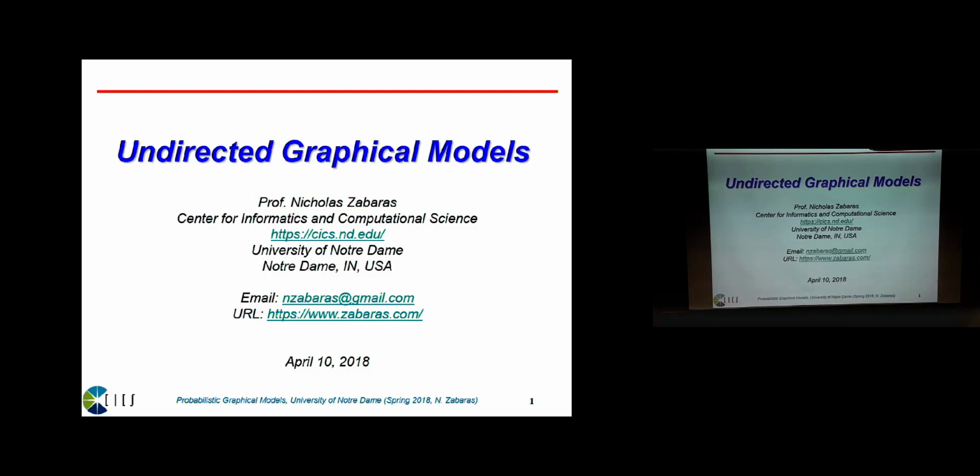graphical models of more importance for scientific applications. Okay, so we need to cover a few things in detail.